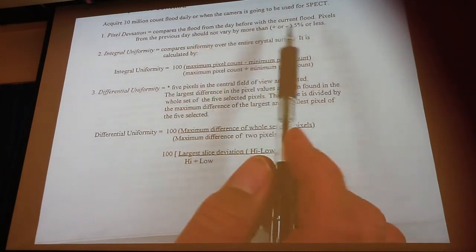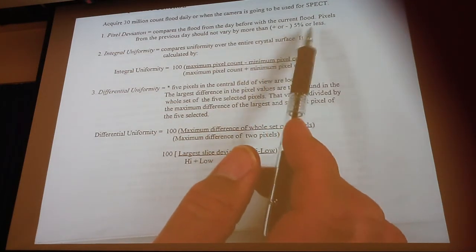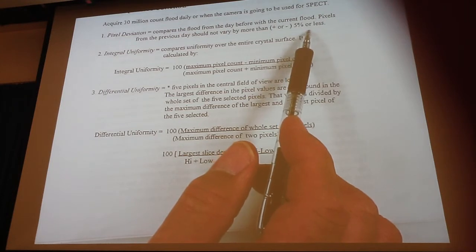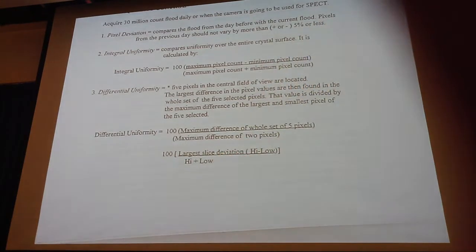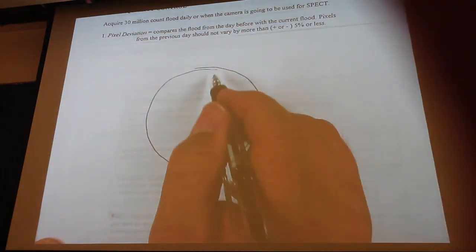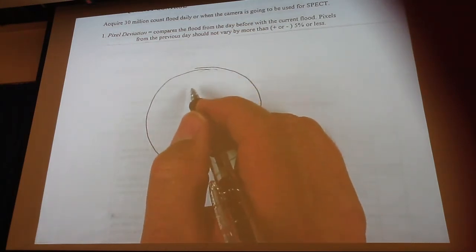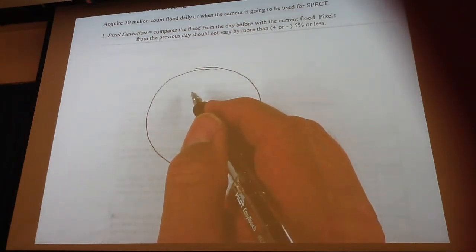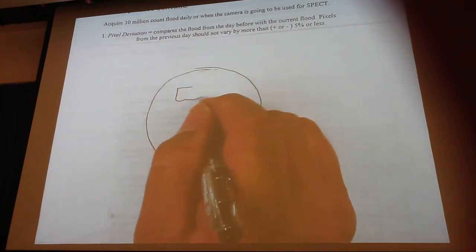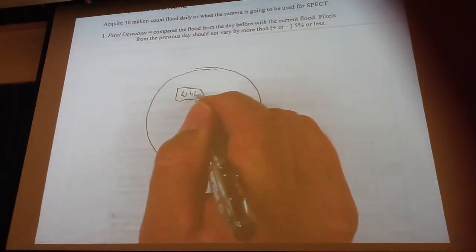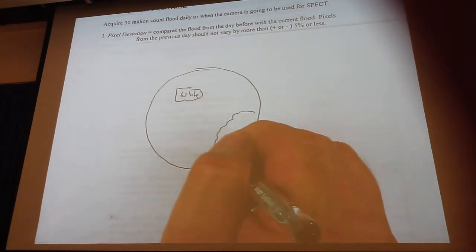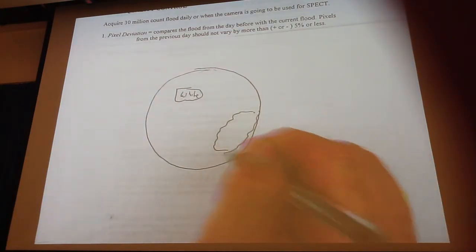well, the uniformity. The first thing, when they talk about pixel deviation, not all of your gamma cameras have this, but basically any pixels that have more than plus or minus 5% will be highlighted. You know what I mean by that? Okay, let's just say here's your uniformity thing. If the gamma camera detects pixels that have 5% less than the average, it usually assigns them a white color. If it has more than 5% than the average, it'll make it black.